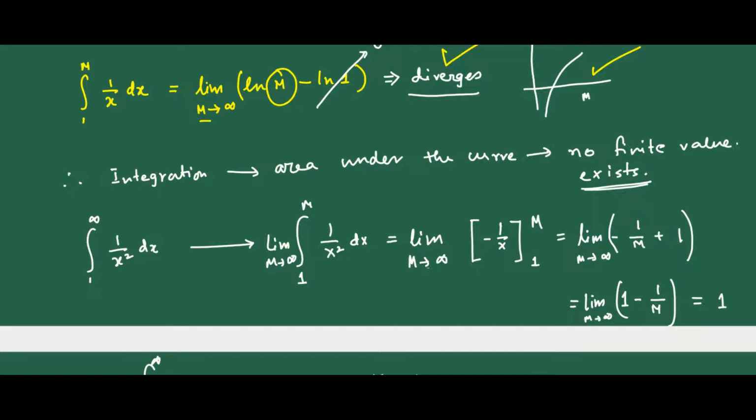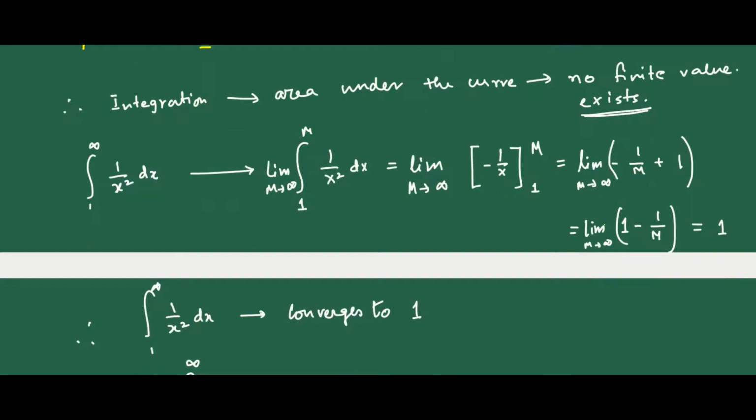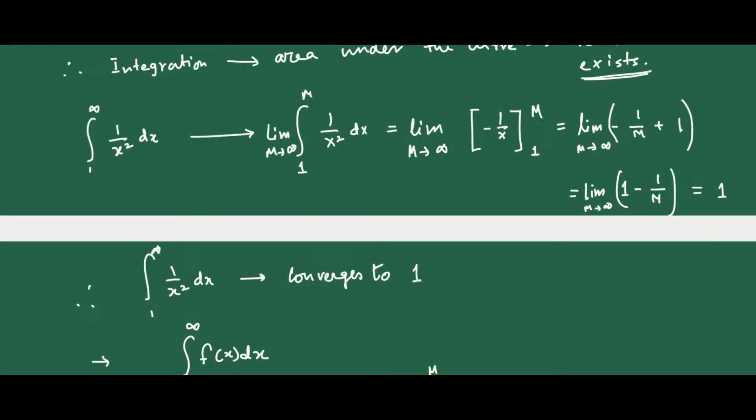That means limit m tends to infinity, and the integration of these things is minus 1 by x from 1 to m, and we put the limit 1 over m plus... and that becomes 1 minus 1 by m, and limit m tends to infinity, this becomes 1. That's a finite value. That means the integration from 1 to infinity of 1 over x squared dx converges to 1.